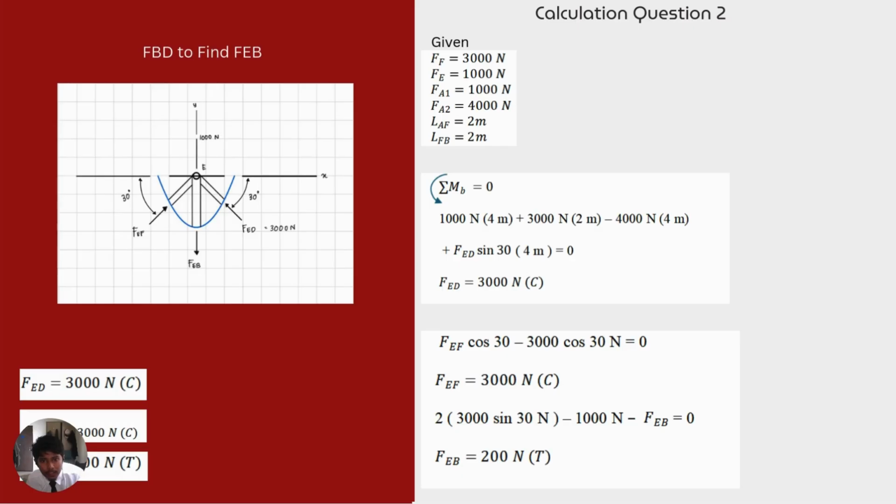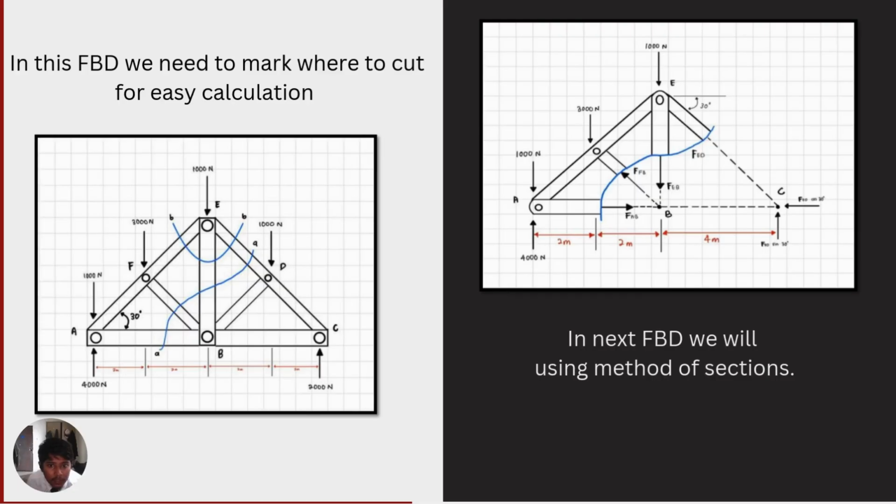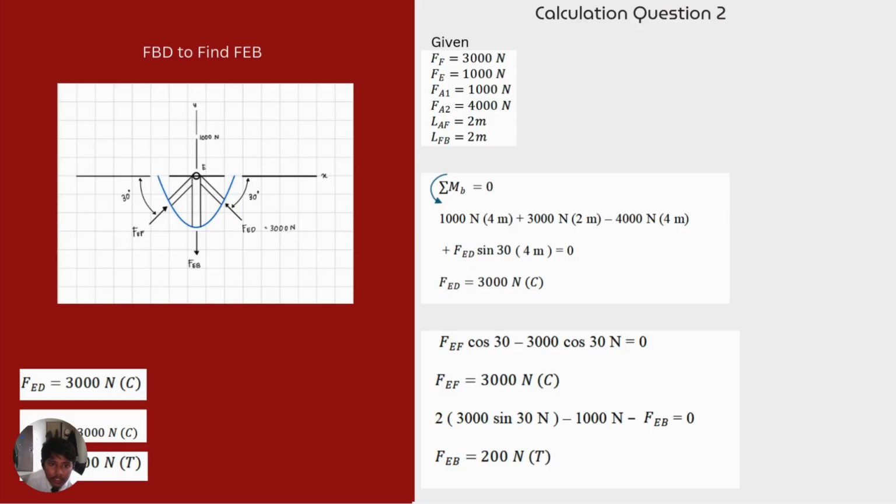So we can conclude the moment about B is equal to 0, because all moments are equal to 0 because of the equilibrium. It's very simple, we only take all the moments about B. So we can find the force ED equal to 3,000 Newton. Because we get a positive value, we can conclude the force is compression.